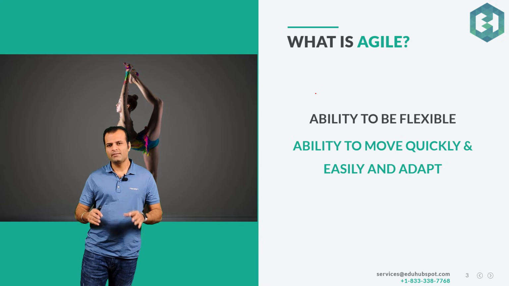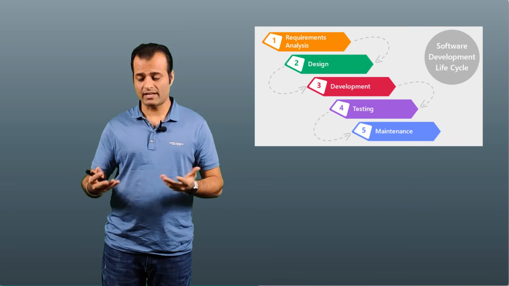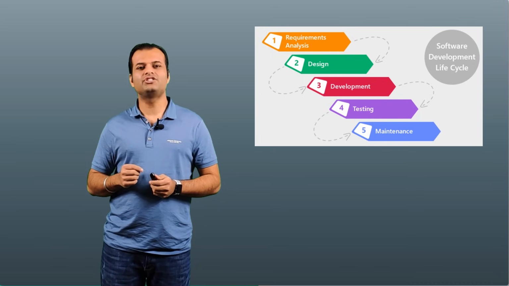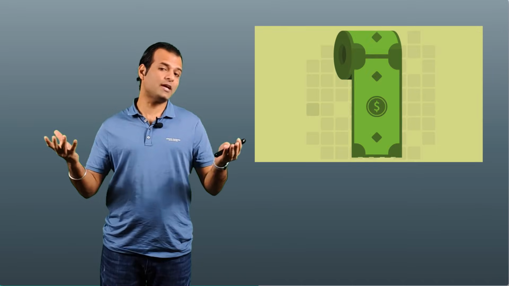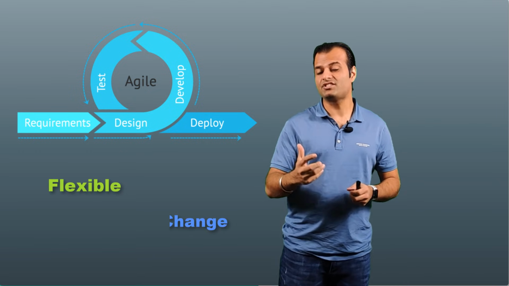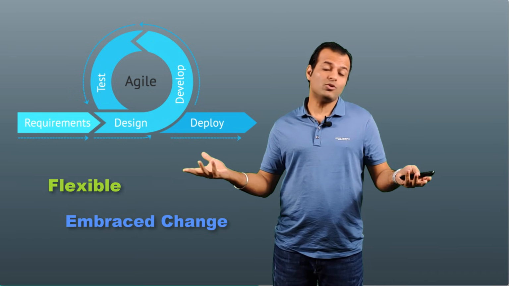Ability to be flexible, ability to move quickly, easily and adapt. So there was a problem in the predictive world. The predictive life cycle, basically the waterfall model, whatever you say, that if you want to make a change, it's not impossible, but it's very, very expensive. People want to see the product in their hands as early as possible. That's what customers expect, and that is what Agile did. They were flexible, they embraced change. They wanted to make sure that you understand that changes are okay, and that's what Agile did for us.